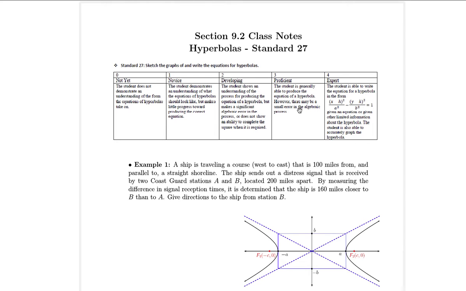In this set of class notes, we're going to continue to look at hyperbolas. And what I'm going to do is skip over example 1 for now, and I'm going to stick this at the end of this video. The reason is because example 1's a really neat one. It shows you a cool application of hyperbolas.